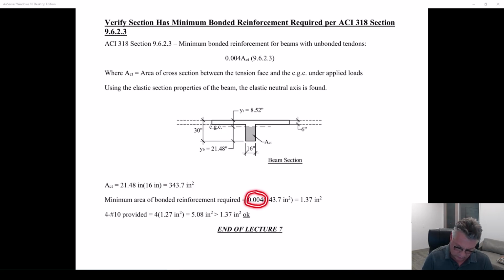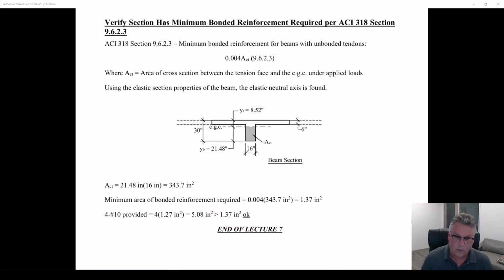Always remember that 0.004. That applies to beams and one-way slabs. You don't have to remember the one-way slab part yet, unless you feel like it. That's what the code actually says. We have 4 number 10s, 5.08 square inches, much greater than the 1.37 that we calculated we needed.